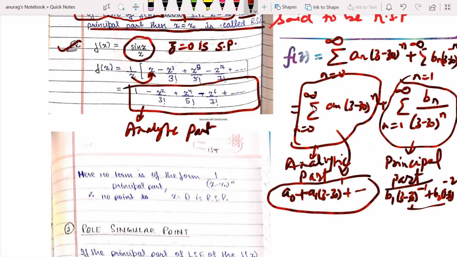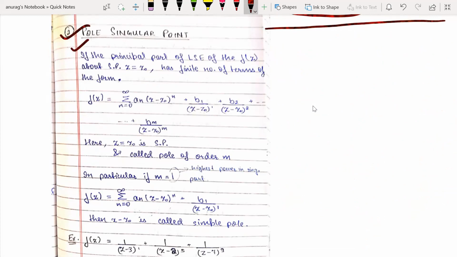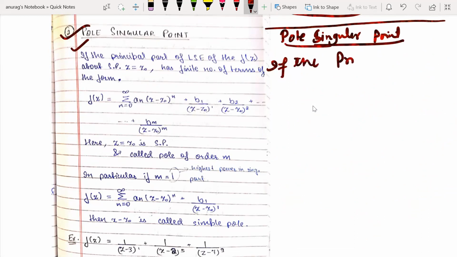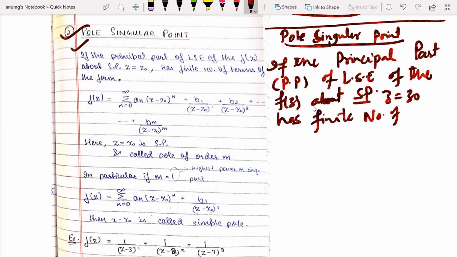Okay, pole singular point. This is the next definition. Now I'm giving all the definitions with the help of only the Laurent series. A pole singularity, a pole singular point. Singular point is also called singularity. If the principal part, PP in shortcut, of the Laurent series expansion of f(z) about the singular point where function is not defined, z equal to z naught, has a finite number of terms.